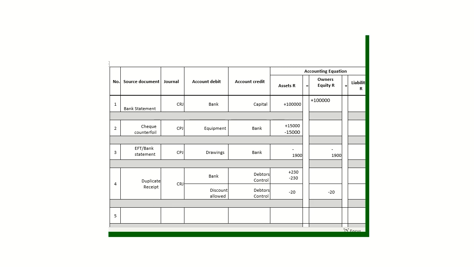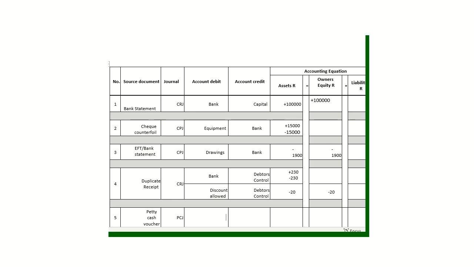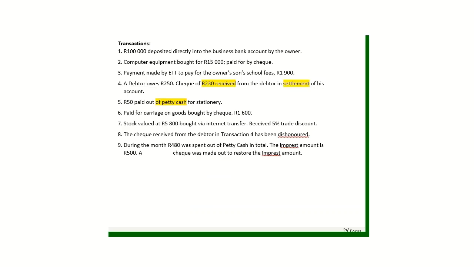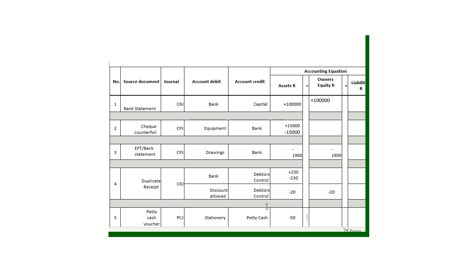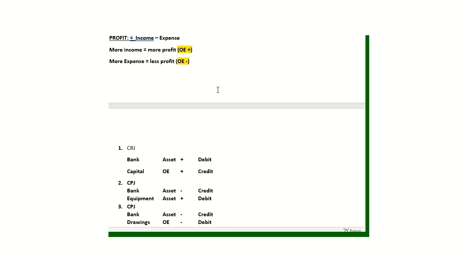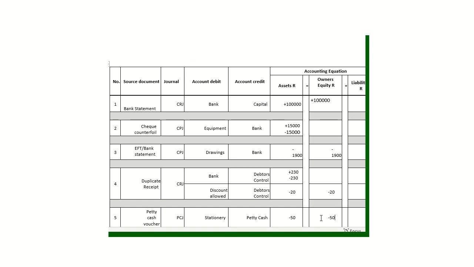Let's go to what is the source document. What document do we issue for the petty cash? Anything we pay out of the petty cash, we use a petty cash voucher. So the source document will be a petty cash voucher. The journal is the petty cash journal. I said debit stationery, credit petty cash. Amount, 50 Rand, and it is assets minus. First, let's put in the asset, so it is minus 50 Rand. And expenses gets more expenses, less profit, less equity. So owner's equity will get less. So it is minus 50 under owner's equity.